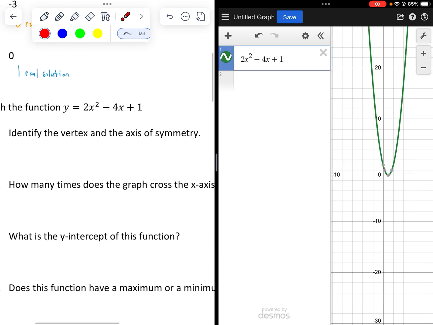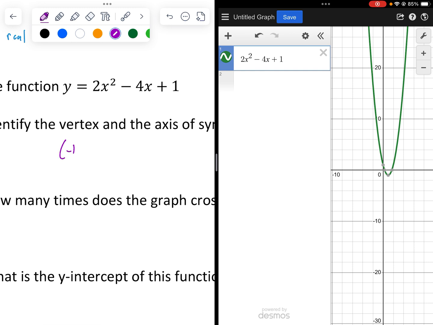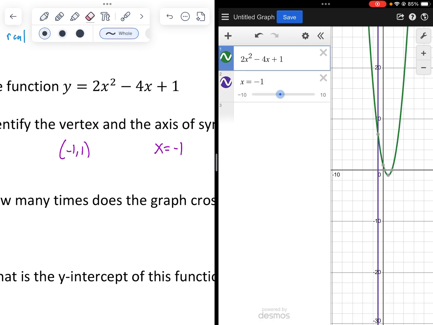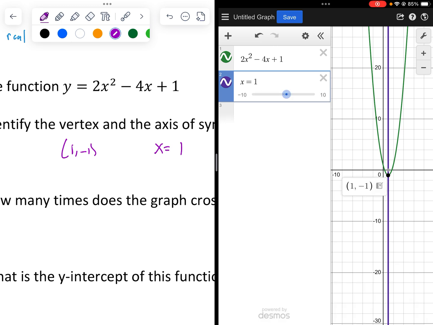But identify the vertex. The vertex is the lowest point, so that is just -1, 1. So our vertex is -1, 1. Remember, our axis of symmetry is a vertical line that goes through the vertex, so x equals -1. If I plot that over here, you'll see, oh, whoops, I wrote the wrong thing. It's 1, -1, sorry, wrote that incorrectly. 1, -1, which means our axis of symmetry then is x equals 1. And there you can see how that just goes through the vertex and it splits the parabola in half, essentially.